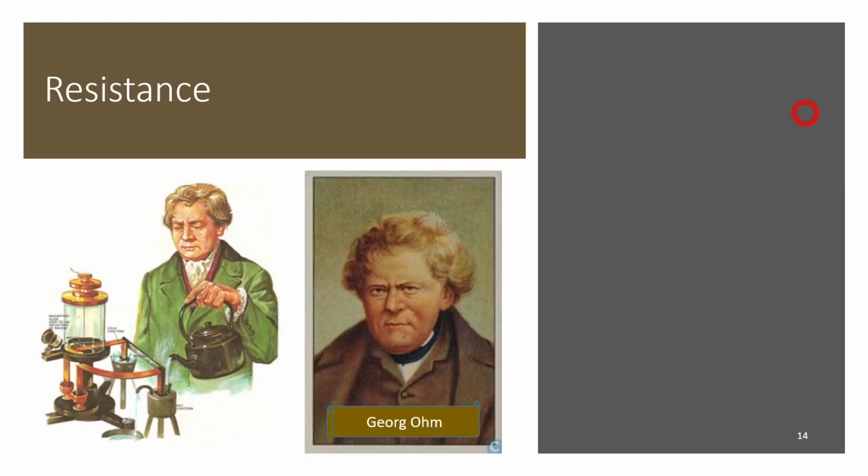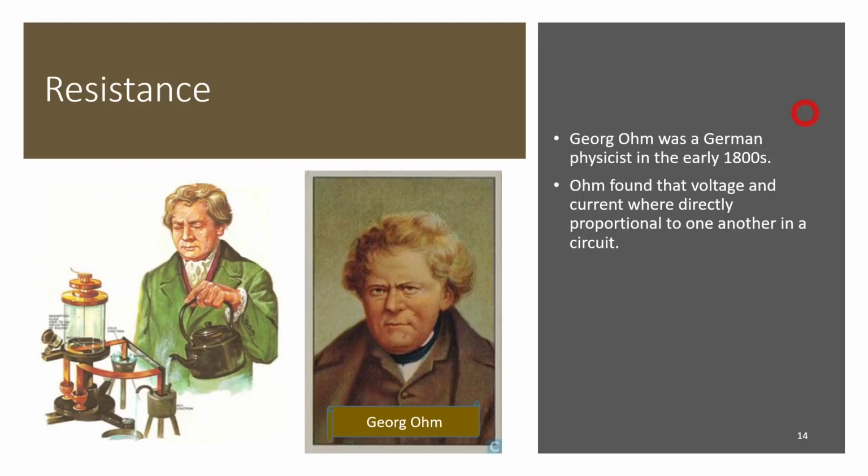We have another scientist here that we want to look at. His name is Georg Ohm. He was a German physicist in the early 1800s. So all this is happening about the same time. Remember, it was the late 1700s that we talked about Volta and him creating the battery. Ohm found that voltage and current were directly proportional to one another, and we're going to look at this on a chart. And his findings became known as Ohm's law.